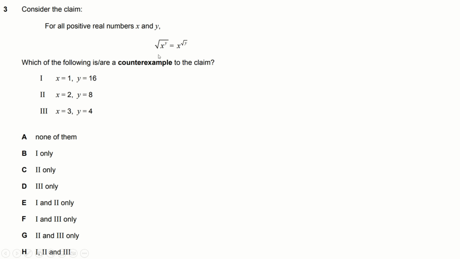Question number 3 then, well, you just need to put them in, right? So just put 1 and 16 in. 1 to the power 16 is 1, and the square root of 1 is just 1. 1 to the root 16 is 1, so this totally checks out. And this is not a counterexample because it totally works.